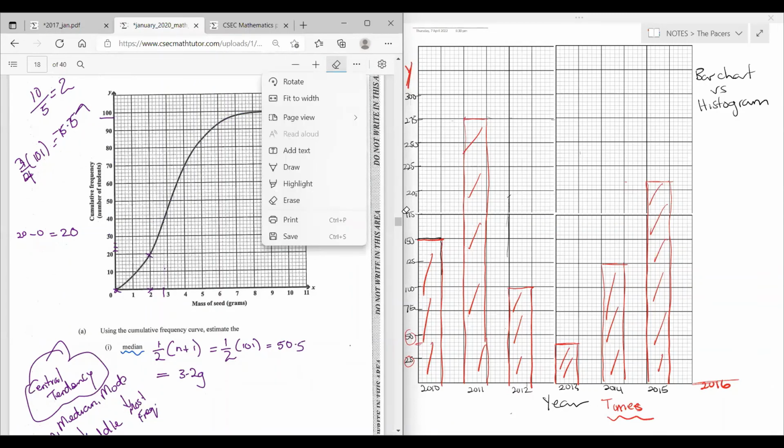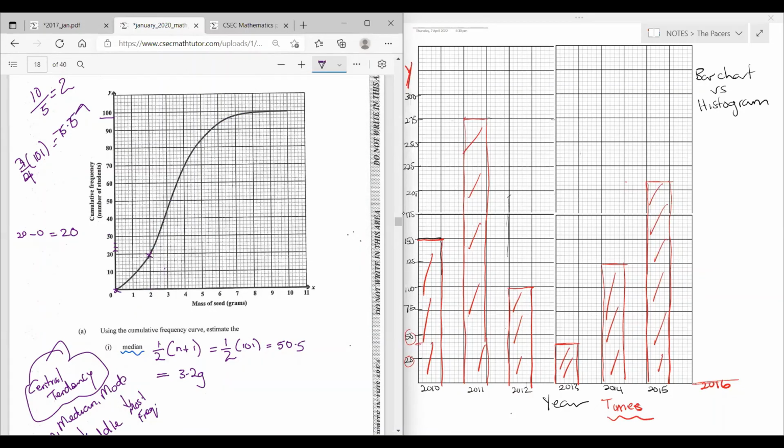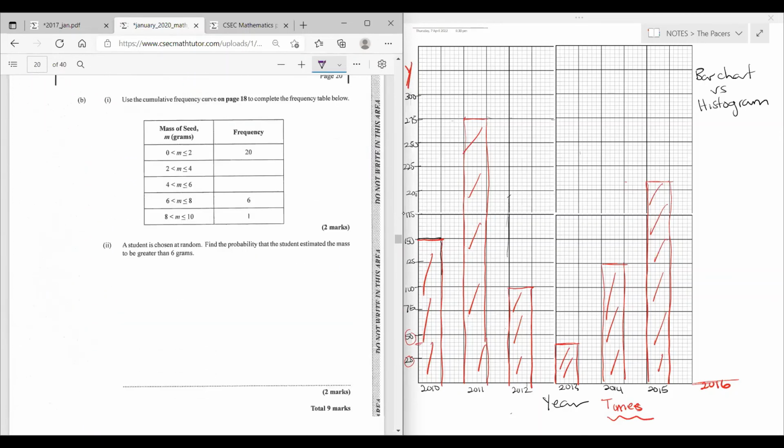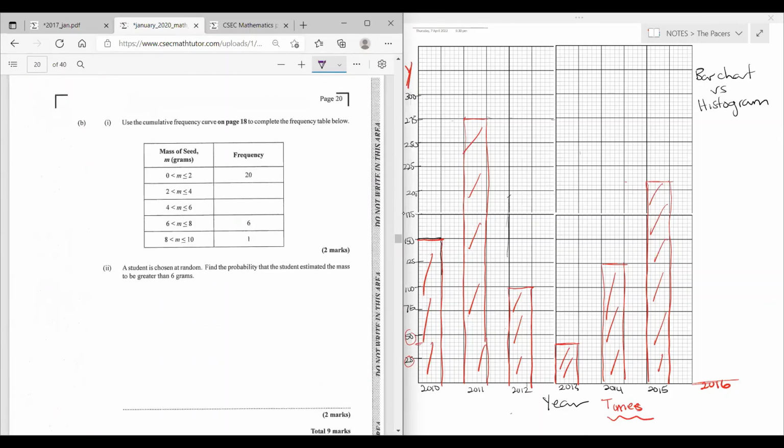Now they want 2 to 4. So look at the frequency at 2, then at 4, which is up right here. So how much would that be? 70 minus 20. So that frequency will be how much? How much would the frequency be at 2 to 4?